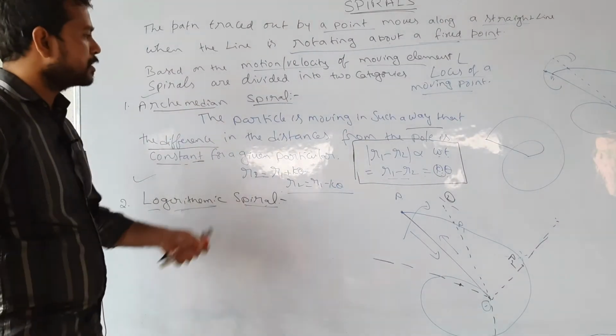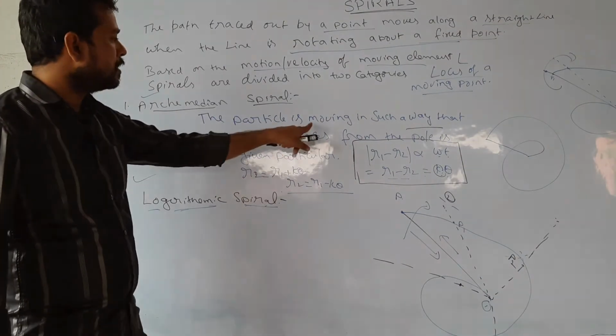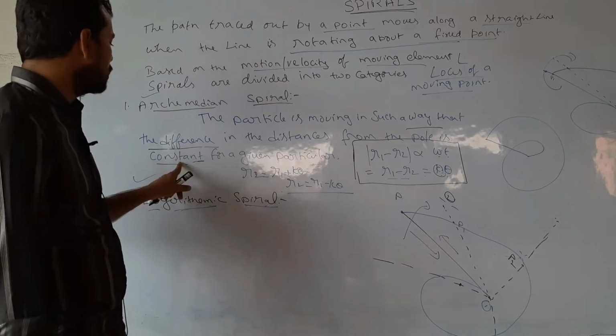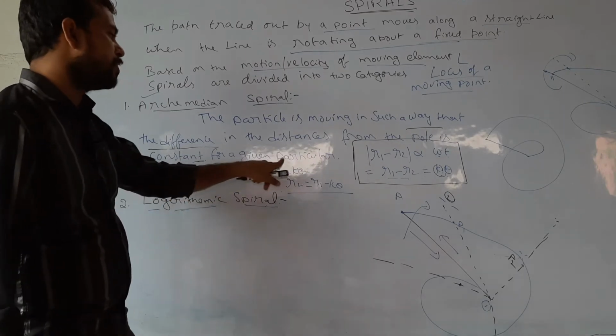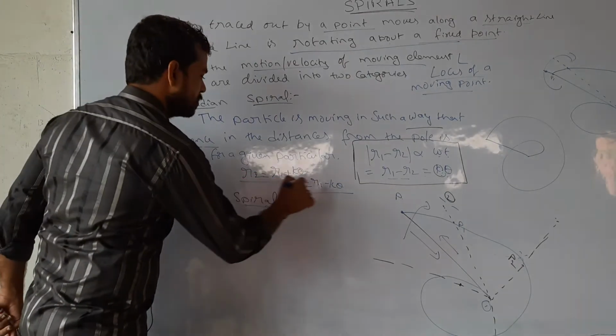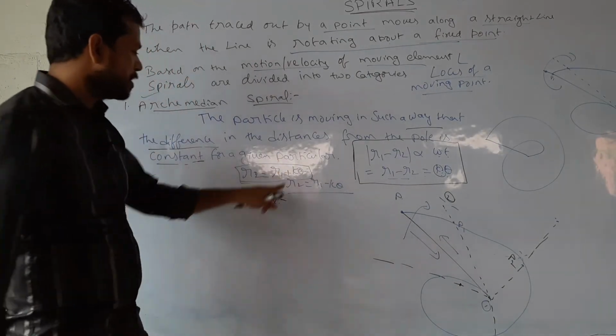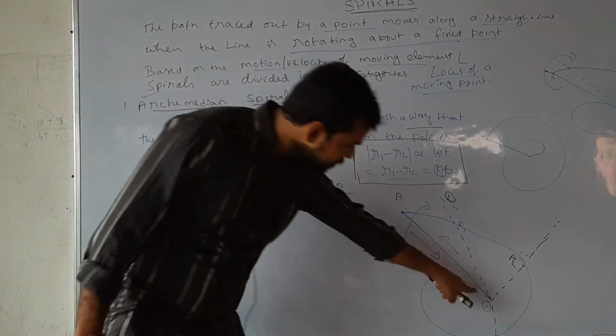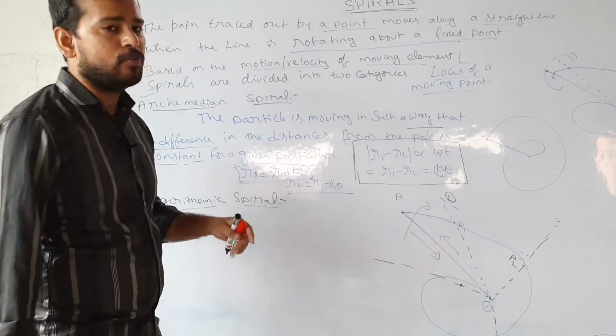Okay, what is Archimedean spiral? A particle which is moving in such a way that the difference in the distances from the pole is constant from a given particular point. Okay, if in this equation it is plus, then the point is moving towards the fixed point. If not, the point will be moving away.